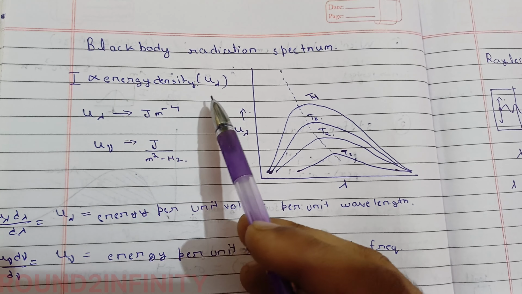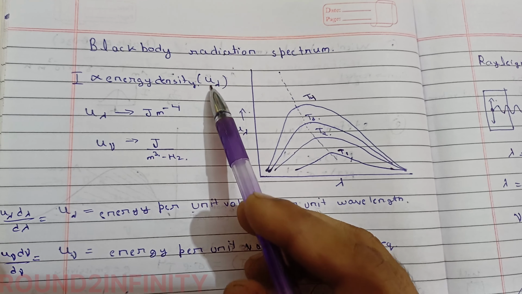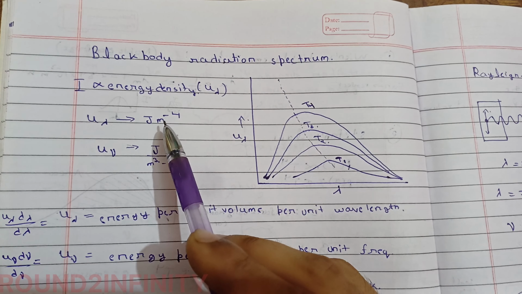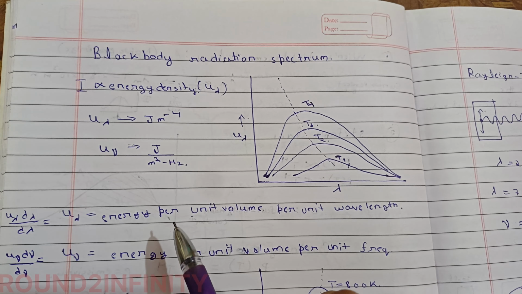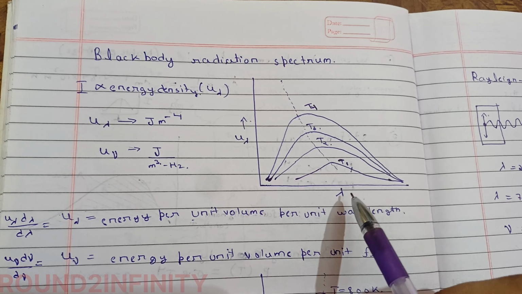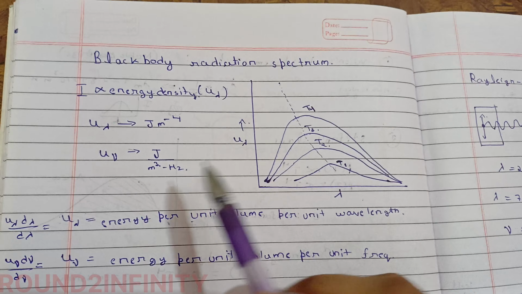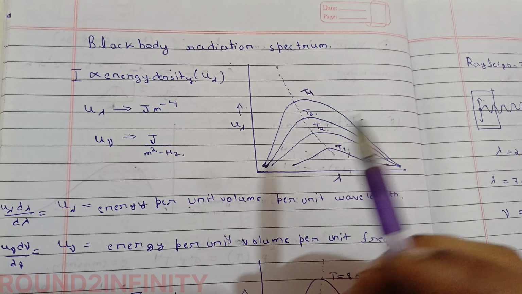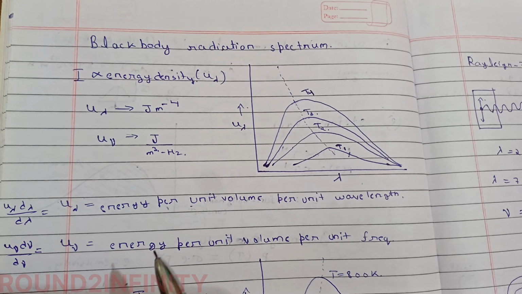So what is energy density? Energy density is energy per unit volume. We will take u lambda as energy per unit volume per unit wavelength, so the units will be joule per meter to the power of 4, that is meter to the power -3 because of volume and meter to the power -1 because of lambda. If you plot the frequency graph, it will be shifted to this side because lambda is decreasing and frequency is increasing, so you get this kind of curve. For that, u nu will be joule per meter cube per hertz. This is the energy density which you plot on this side, and you get the same curve.